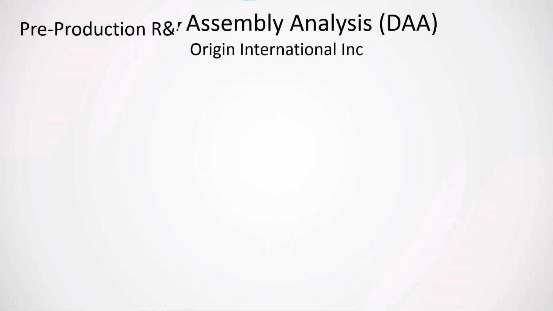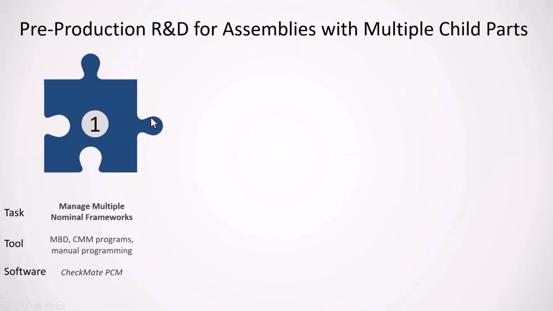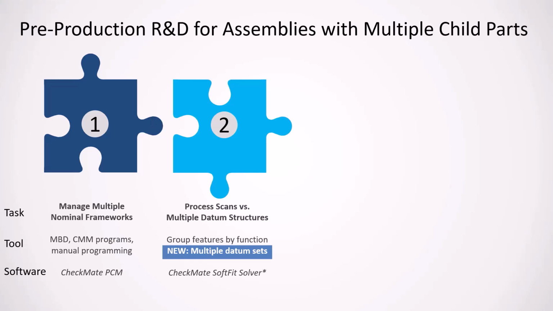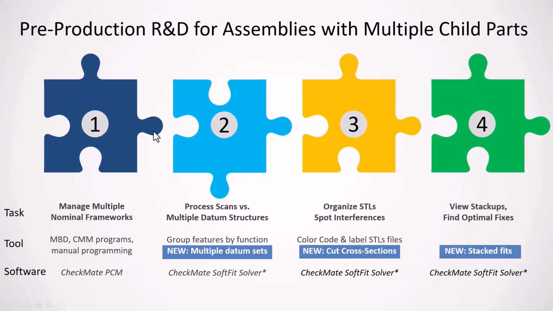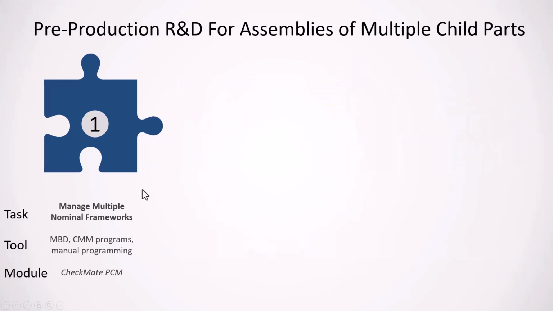Let's get started. When dealing with this scenario, there are four main things you have to be able to break down: managing multiple nominal frameworks, processing scan data against multiple datum structures, organizing STLs and spotting interferences, and lastly, viewing the stackups and finding optimal fixes. All of this is possible with the new digital assembly analysis from Origin International.